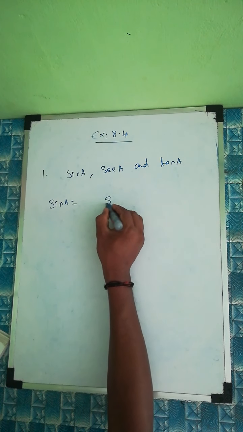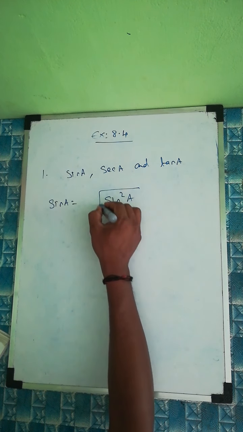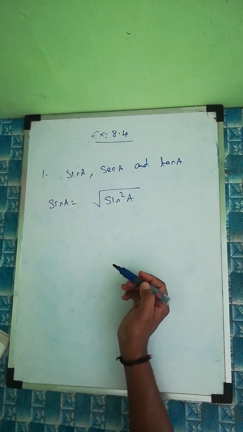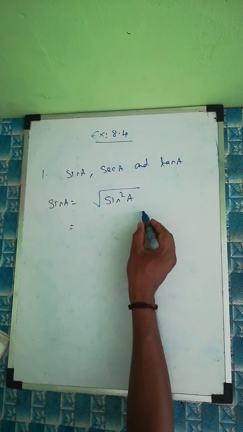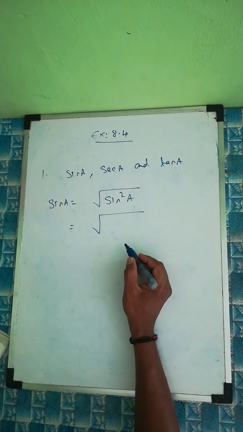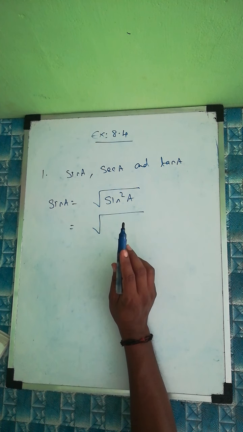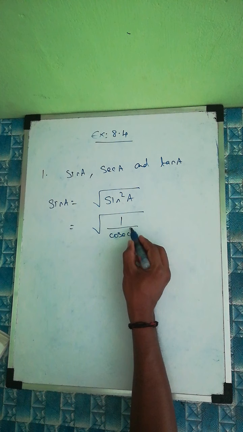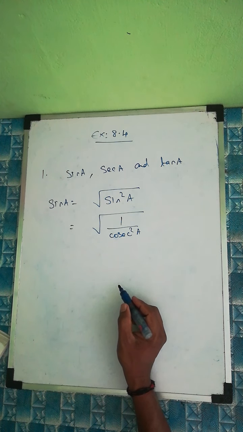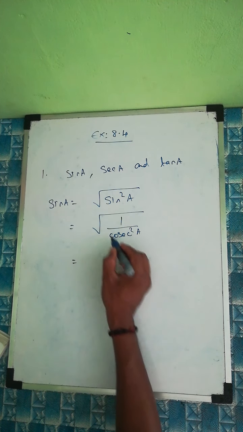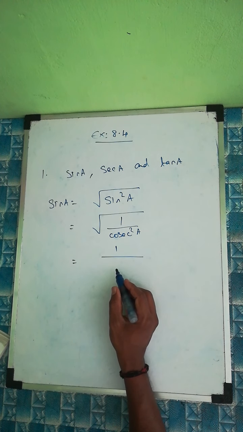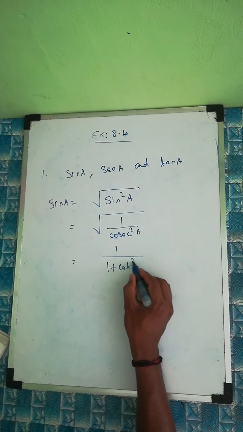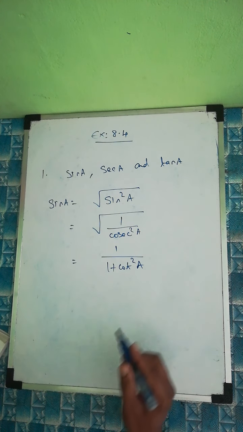Sine, we can write as root of sine square. If you cancel the root and square, it comes the same, so you can just write it like that. Again, for sine square, we can write 1 by cosec square theta, since sine is 1 by cosec. So we write 1 by cosec square, and root 1 is 1 only. And the cosec square formula: cosec square theta equals 1 plus cot square theta. So here we write A.